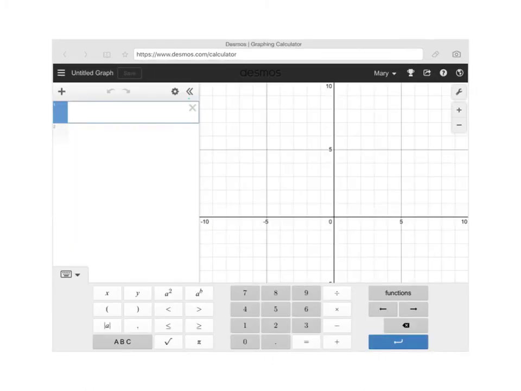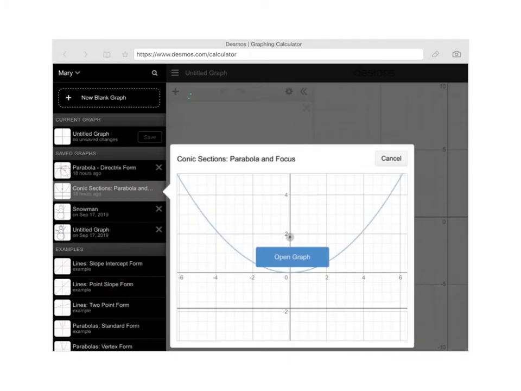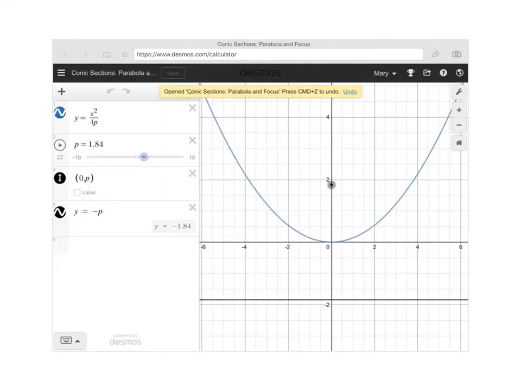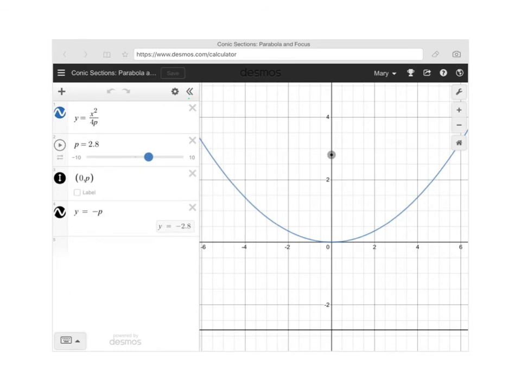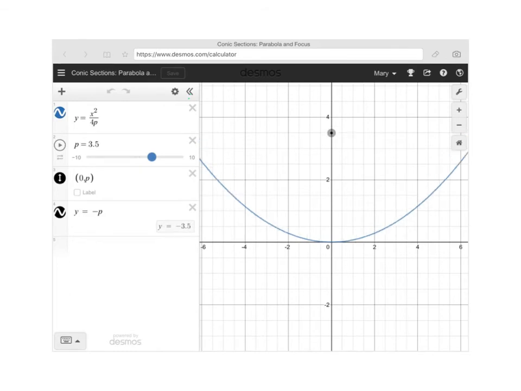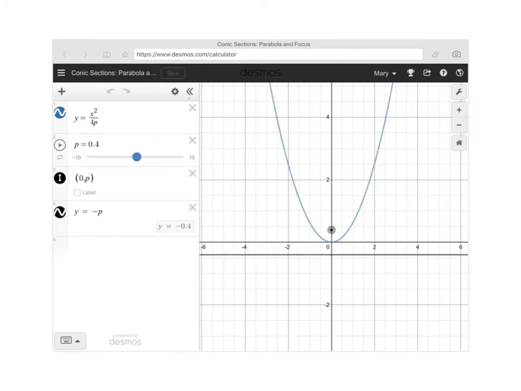So here, let's see, I want to open this one. Okay, so if you take a look at the graph we have here and then the equations on the left-hand side, we have y equals x squared over 4p. So this graph in Desmos put the 4p next to the x squared. And if I move the focus, which I'm moving right here, moving the focus further away from the vertex creates a wider parabola. And if I move the focus really close to the vertex, I have a really narrow parabola.